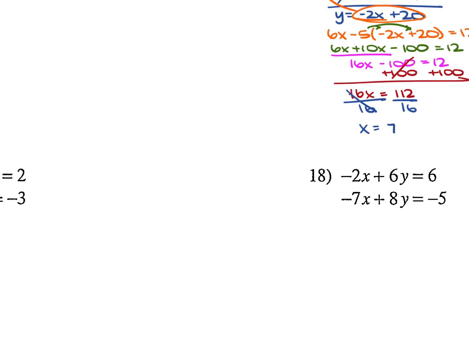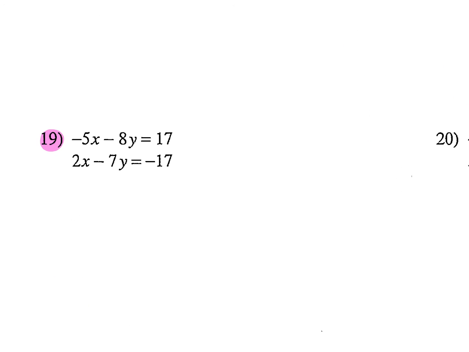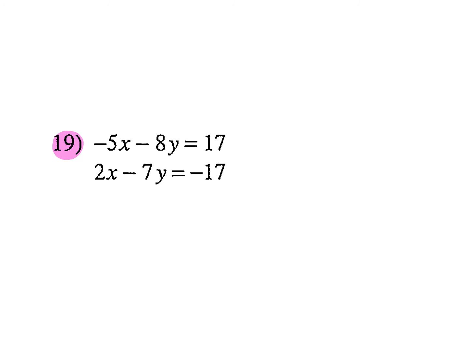For the last one, we're going to look at number 19. We have negative 5x minus 8y is equal to 17, and 2x minus 7y is equal to negative 17. We want to take one of these equations and solve for a variable. It doesn't matter exactly which equation you use. I'm going to use the bottom one and just solve for x.